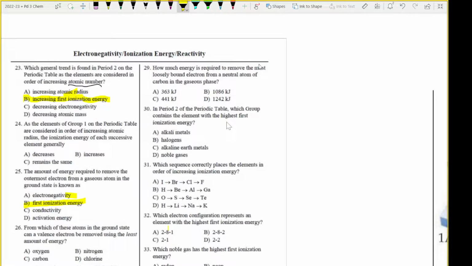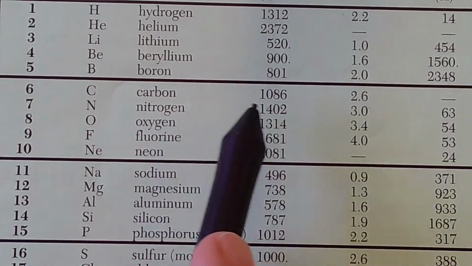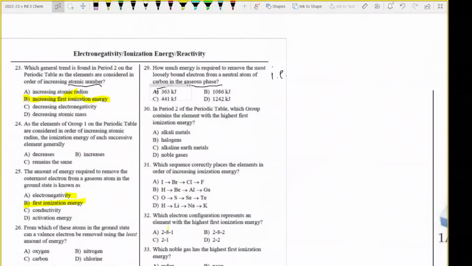How much energy is required to remove the most loosely bound electron? Same idea as ionization energy. That's what we want to think about from a neutral atom in a gaseous phase. So the most loosely bound electron from a neutral atom of carbon. So we need to look at carbon. By the way, all of these are in gaseous phase. Looking at carbon, ionization energy is 1086, and that's all there is to it. It's just testing your ability to look up numbers on table S.